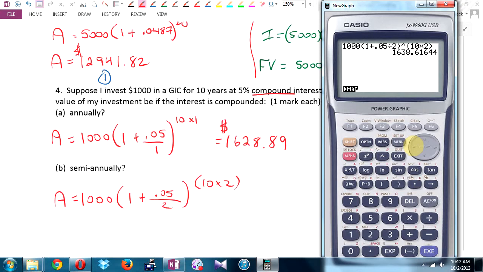Do you get 1638.62? 62. Round off properly. If you round it off wrong, half mark off.